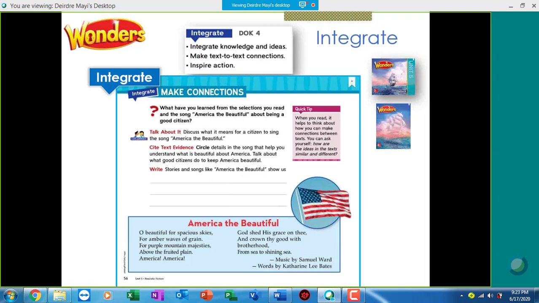Now, here's what happens when students integrate. This is where the blue tag is shown. So the students will have read stories about being a good citizen. They would have heard you read the selection, the trade book library selection, Judy Moody Saves the World. So now the students are taking what they've learned from the selections that they've read and the song America the Beautiful, and they're going to connect those two to see how they both discuss good citizenship.